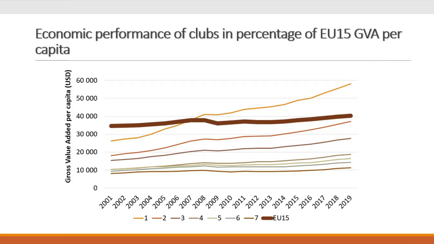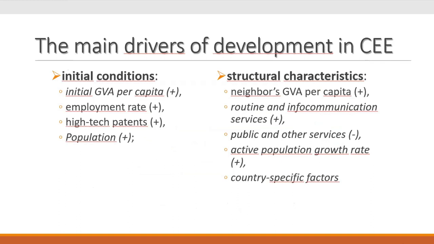The three clubs affect almost 60% of the CE population. In the case of Club One, it's only 7% of the total population. The other convergence clubs show a distant growth and position. There is no convergence. There is a very, very slow convergence to the EU15 performance. My last part is about the main drivers of development in the CE region.